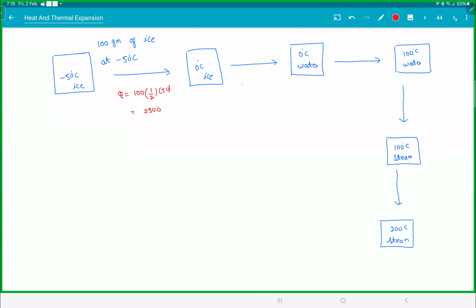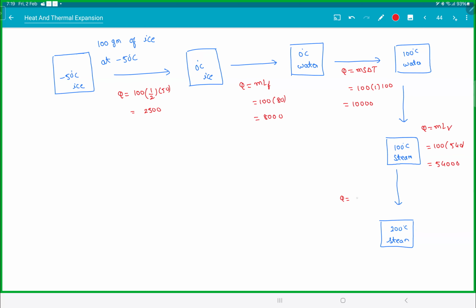Since you're going from ice to water, here Q is equal to m L_F. So this is 100 into 80. So this is 8,000. This is again m s delta T. This is 100, s is 1 and 100. So this is 10,000. This guy is Q is m L_V. This is 100 into 540. This guy is the biggest actually, 54,000.